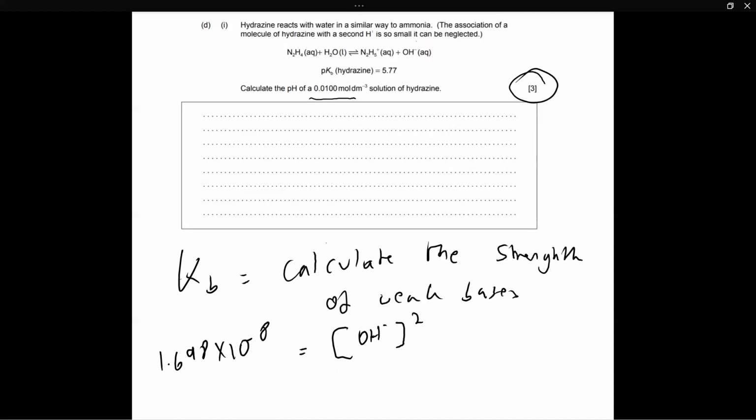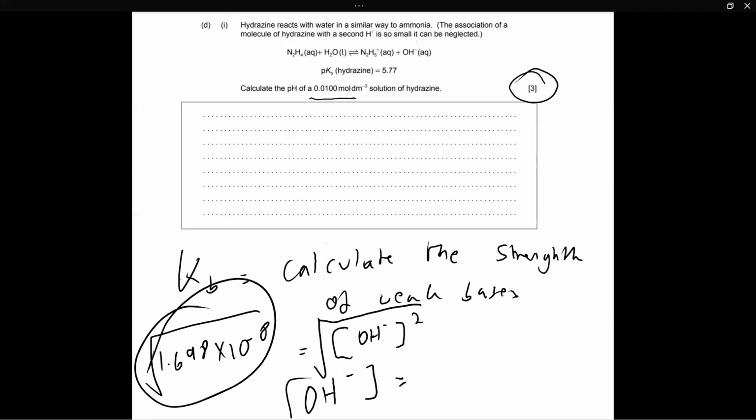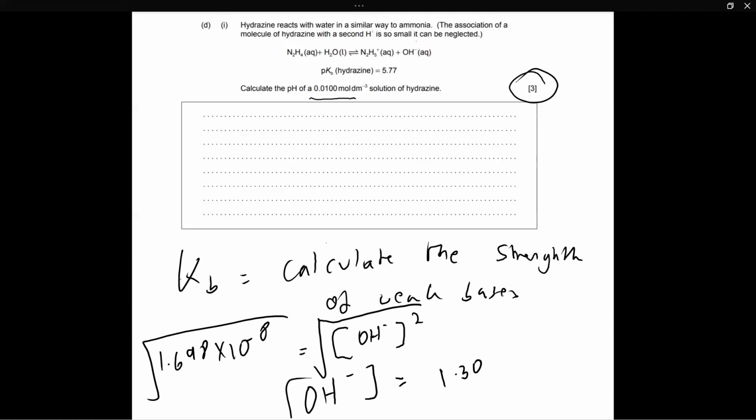So what is the concentration of OH minus? Well, we have to get rid of the square. So we take the square root of both sides. So the concentration of OH minus is equal to the square root of this number. So we have to square root it, and we get our answer as 1.30 times 10 to the negative 4. That is the concentration of OH minus.